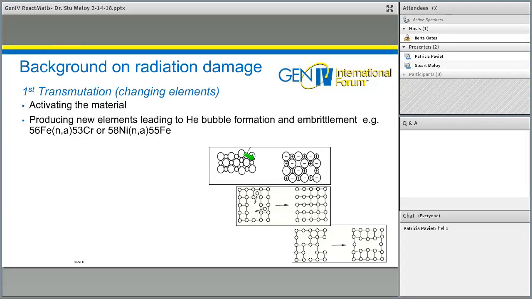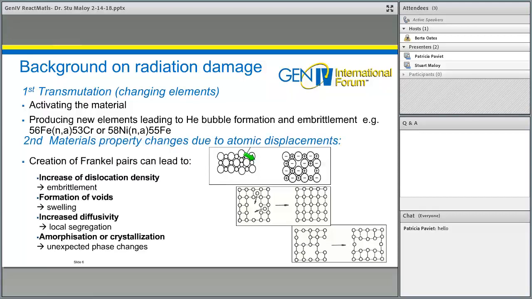So in summary, you can separate this into two things that happen during radiation damage. You can have transmutation occur, so you can actually activate the material, of course, and also you can produce new elements within the alloy. And many times, such as, for example, in nickel transmutation, during that decay of the nickel-58 atom, you can give off alpha or helium into the material, which can then lead to other deleterious effects in the material.